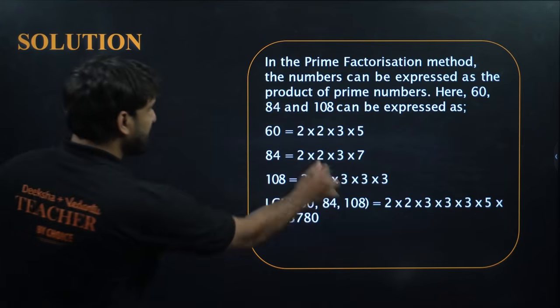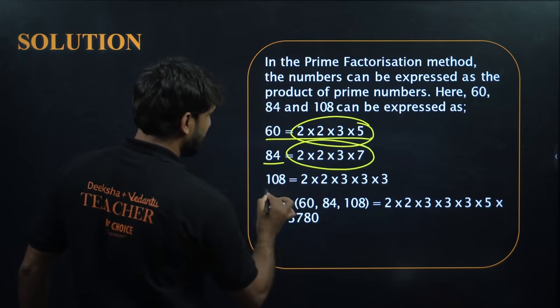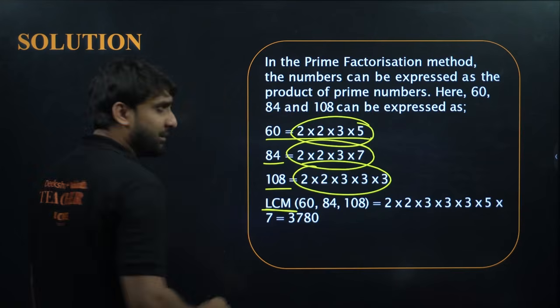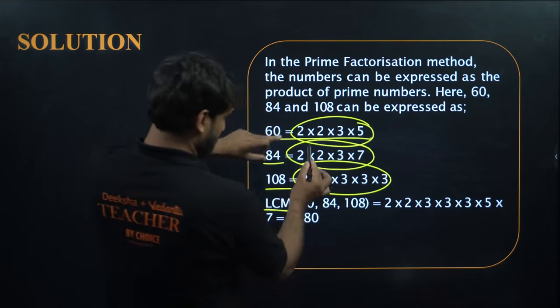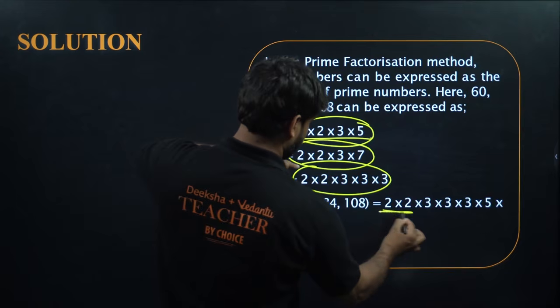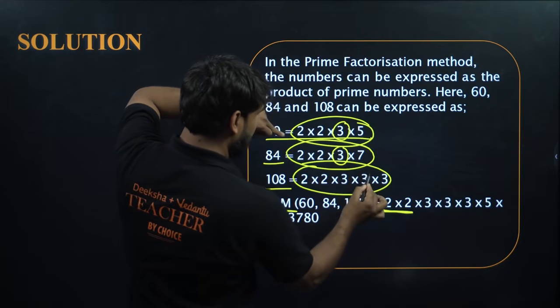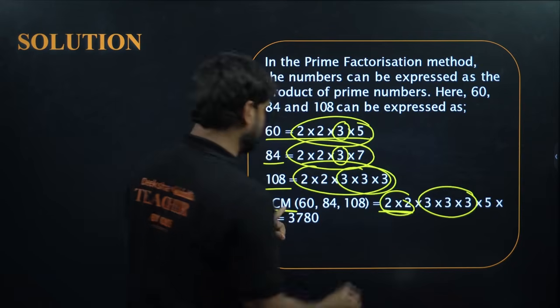Okay, so 60 has this prime factorization, 84 has this, and 102 has this. Now to find the LCM, always take the highest power. So 2 to power 2 is present in all. For 3, here is only one 3, here is only one 3, here is 3 to power 3. So which will be considered? 3 to power 3, because we are finding the LCM, right?